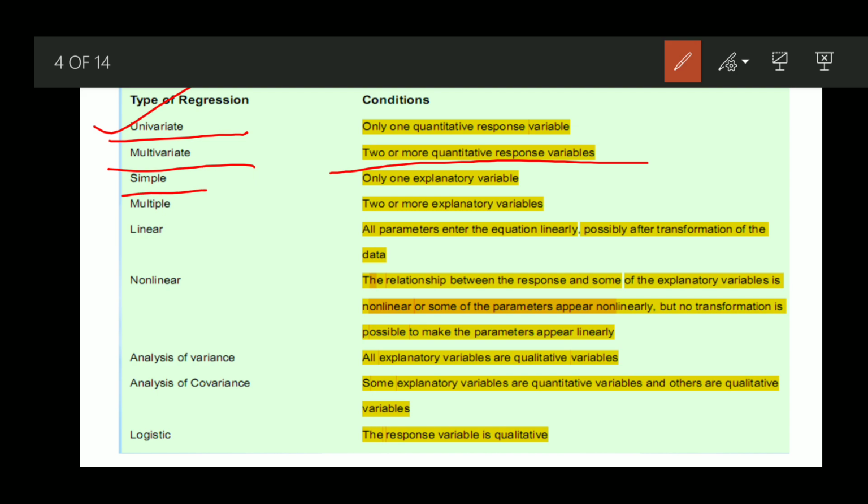Next is simple, meaning only one explanatory variable. Multiple means two or more explanatory or independent variables. When you have only one independent variable, that regression is called simple regression. If you have two or more independent variables, then you have a multiple regression. And we call it linear when all parameters enter the equation linearly, as in simple linear regression; otherwise it is non-linear regression.